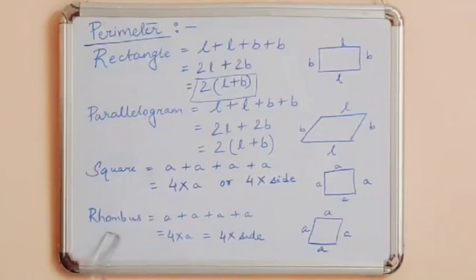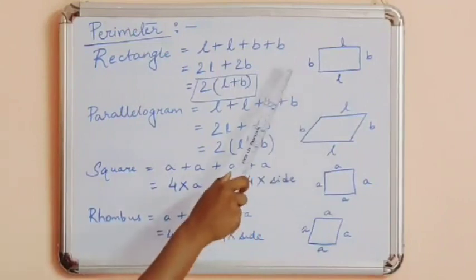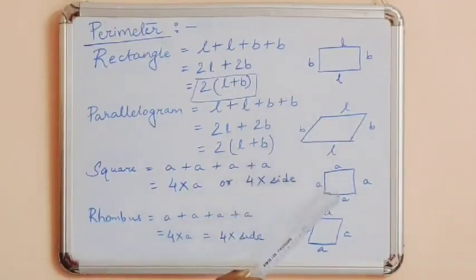Same is the case with rhombus, because square and rhombus have the same properties. All the sides of a rhombus are also equal, but the difference is, just like rectangle and parallelogram, in a square all the angles are 90 degrees each. In rhombus, all the angles are different. They are not 90 degrees each. So in rhombus, the perimeter will be the addition of all the sides, that is 4 into a, or 4 into the length of each side.